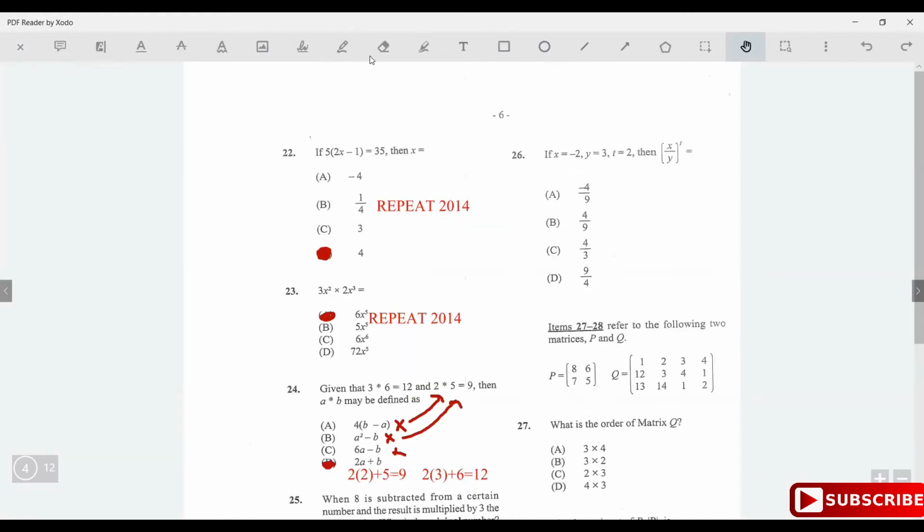Question 26, this is a repeat from 2016 or 2017. One out of those two, and it was 4/9.